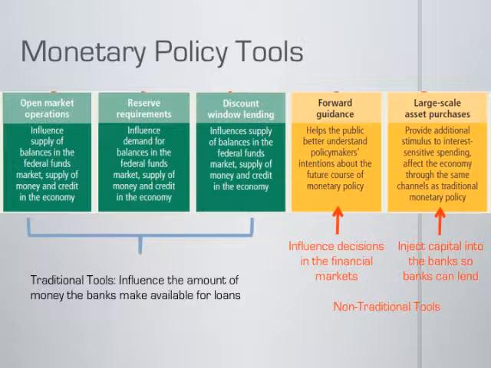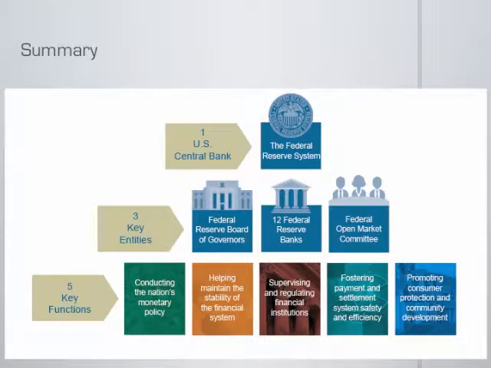The green ones are the more traditional ones. The yellow ones are the newer ones, or the non-traditional tools, as the Fed calls them. And this is really the summary. At the top of the pyramid here, we have the U.S. Central Bank, the Federal Reserve System. Below that, we have the entities that control the Fed. There's the Board of Governors appointed by the President. There are the 12 Federal Reserve banks scattered throughout the country, who are quasi-independent but still have to report to the Federal Reserve System, and who elect their own directors. And then there's the Federal Open Market Committee, which does a lot of the monetary policy work, where the membership comes from the Board of Governors and the 12 Reserve banks.